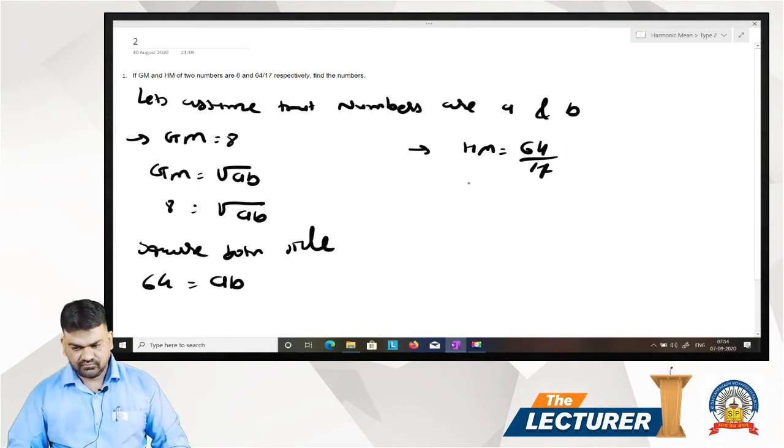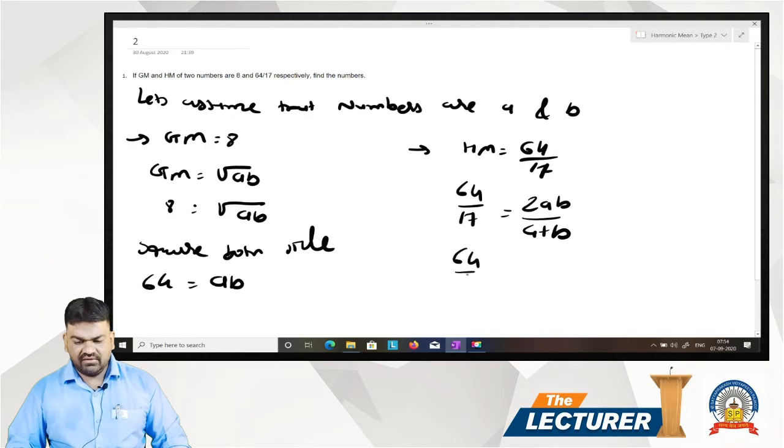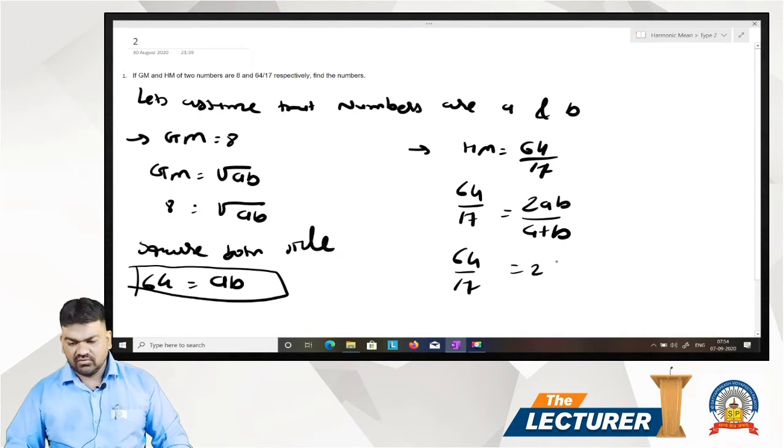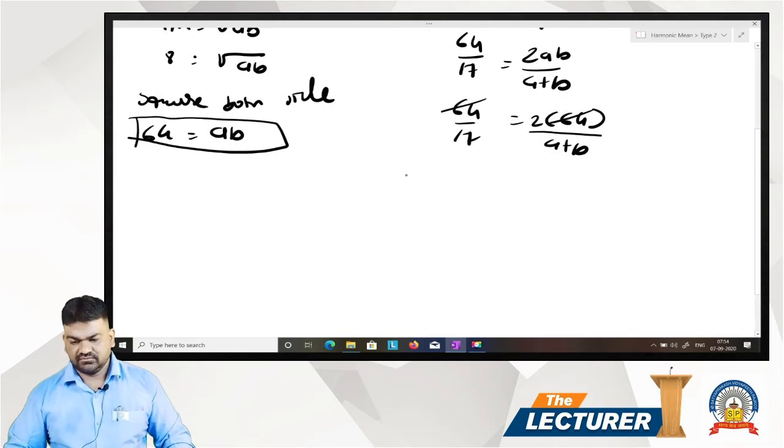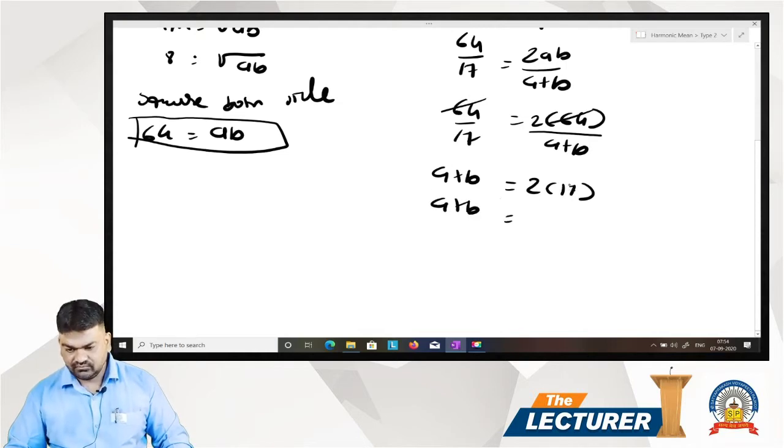Now HM is 64 by 17. What is HM? HM is equal to 2AB upon A plus B. So 64 by 17 is equal to 2 multiplied by 64 divided by A plus B, since AB is 64. 64 cancels. Division goes to the other side and becomes multiplication, so A plus B is equal to 17 multiplied by 2, that is 34.